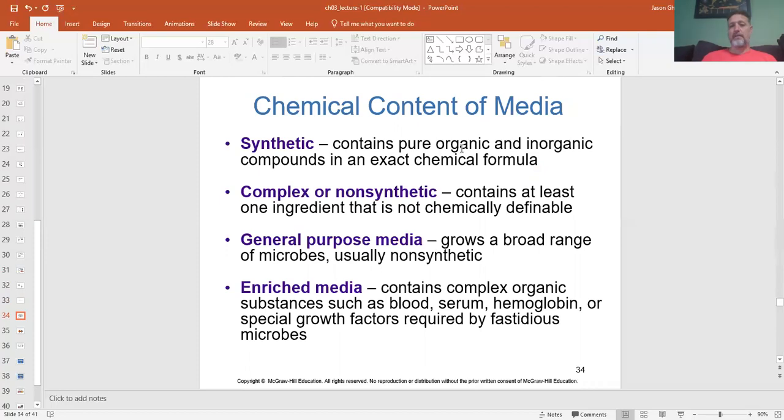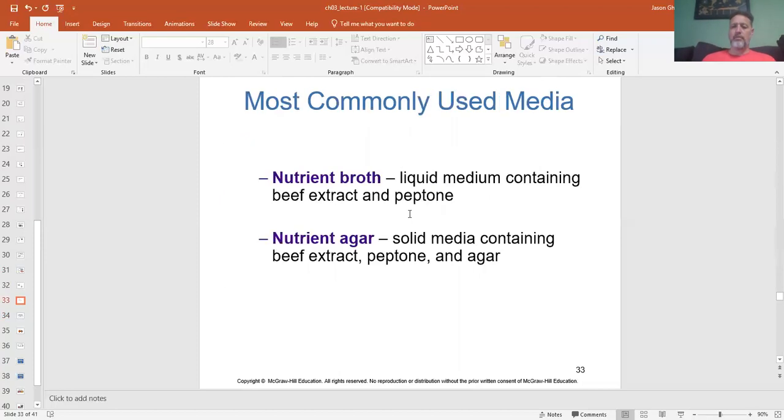Synthetic, again, is pure organic, and we know the exact formula. A complex or non-synthetic medium is where it has something we're not 100% sure what it is. So I'm going to go back one. So that beef extract. When we take something from an organism to put into a medium as a nutrient, we don't always know the exact makeup of everything.